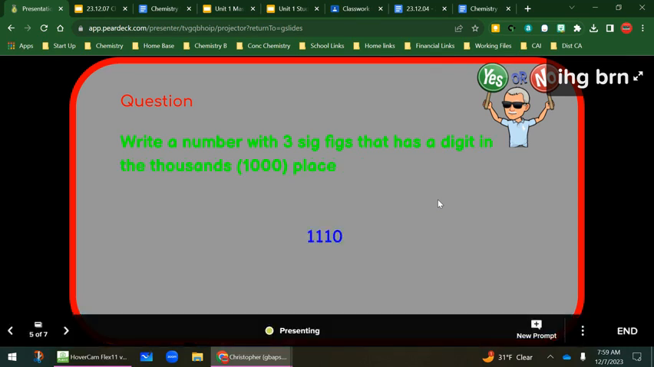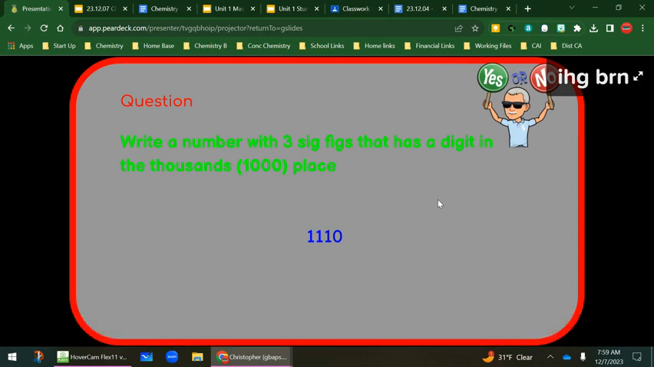So the smallest number would be 1,010. Okay? The largest number would be 9,999. Now again, we can't put a decimal here. I bet you could add any 3 numbers and then add 3 zeros. You could do that as well. I just said that there had to be a digit in the thousands place. So if you wrote 999 with 3 zeros at the end, that has a digit in the thousands place. You are correct. I'm sorry.